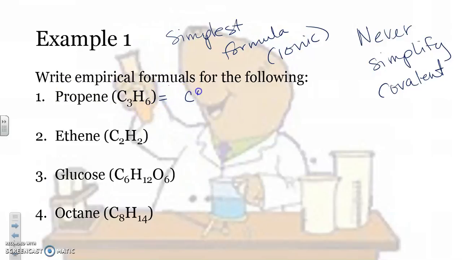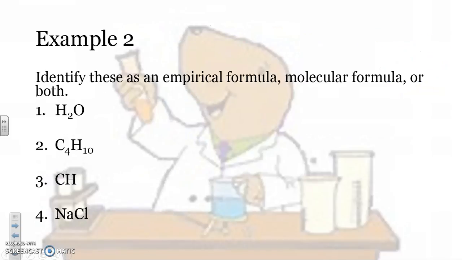So this would be CH2. Ethane would change to CH. Glucose, we pull 6 out of each, so CH2O. And this one we could pull a 2 out of each, so C4H7. That's easy, right? Simplest form. Okay, well, it's not always that easy. So, all right, let's go backwards.